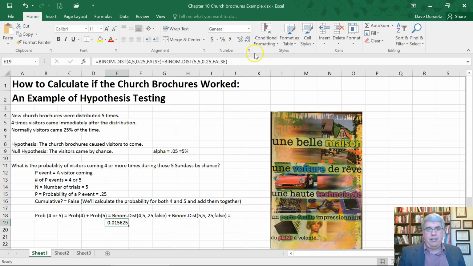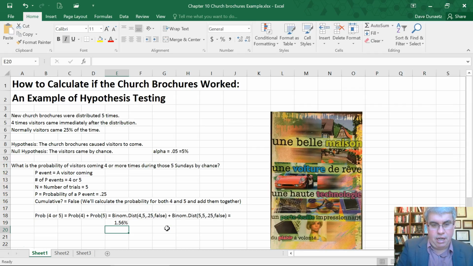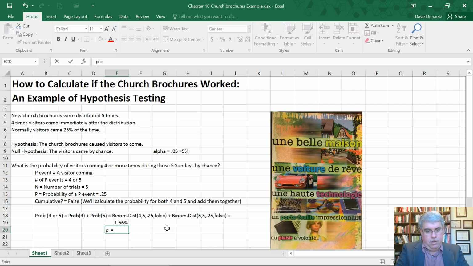And that equals 0.0156. Let's change it to percent, and let's add a few more decimal points. So we've got P, so we can write control I P, that's the abbreviation for probability, turn off the italics, equals 1.56%, which is less than alpha equals 0.05. Therefore, we reject the null hypothesis. We have found good evidence that the brochures work.